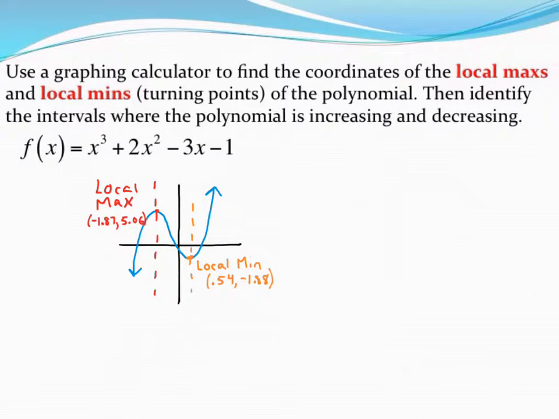Now that we found the local max and local min of this polynomial, let's go ahead and describe the intervals where the polynomial is both increasing and decreasing. These are going to use our local max and local min. So I made a really rough sketch of what we just found in order to help us answer this question.